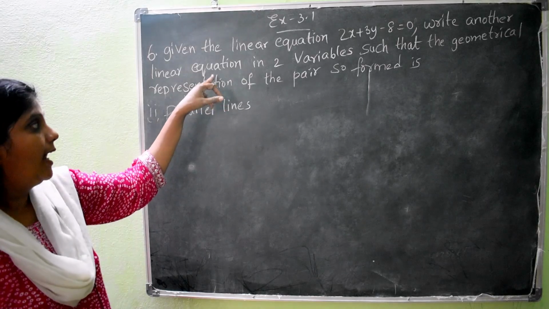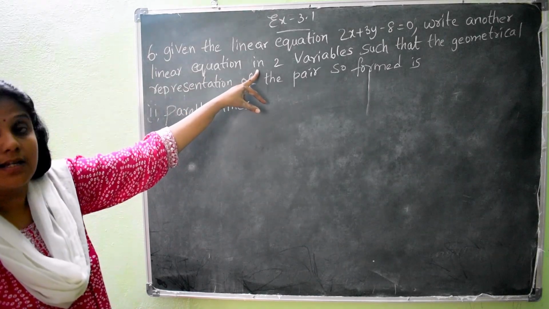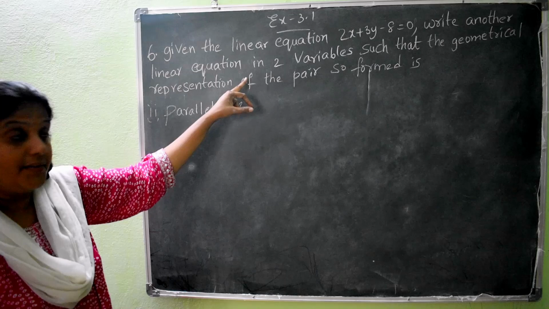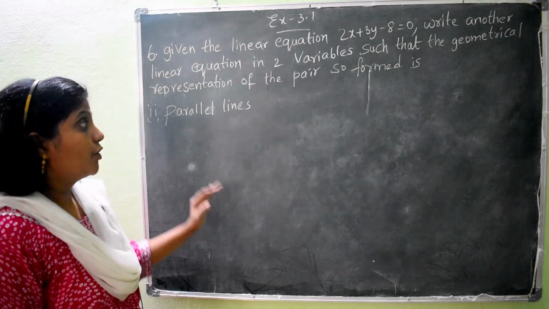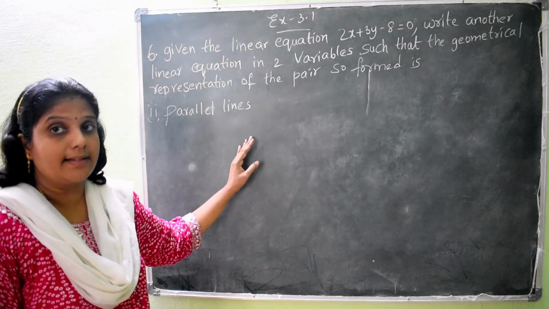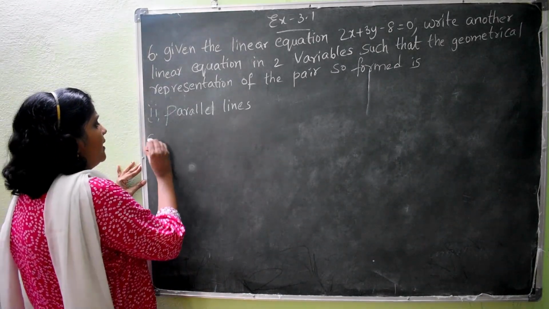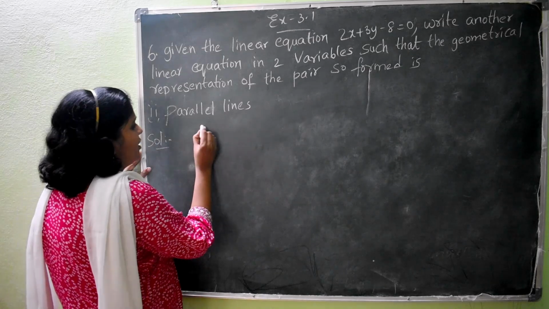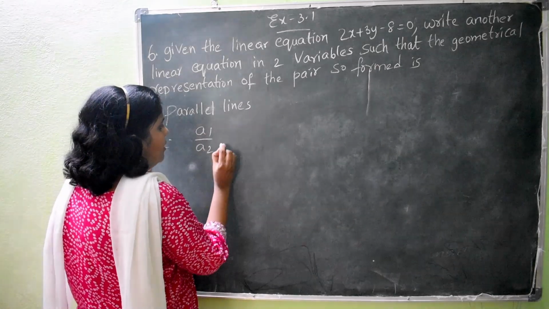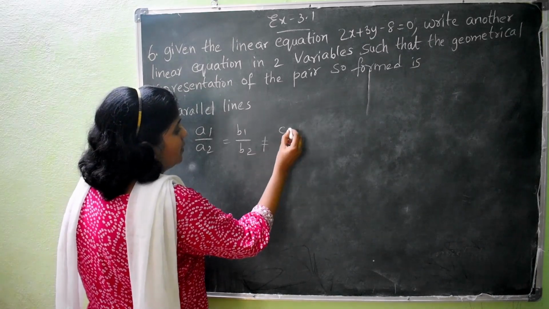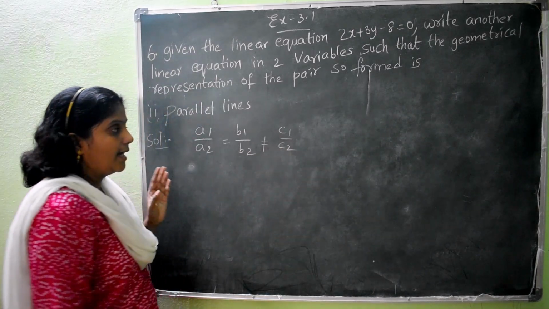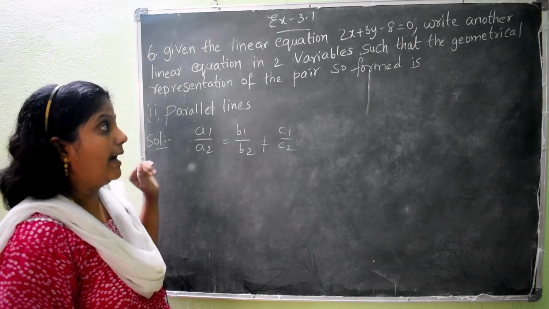We need to write another linear equation in two variables such that that line and the given line form parallel lines. What is the condition for parallel lines first of all? The condition for parallel lines is a1 by a2 equal to b1 by b2, but not equal to c1 by c2. This is the condition we need to satisfy for parallel lines.